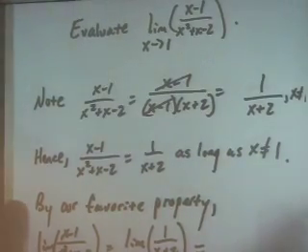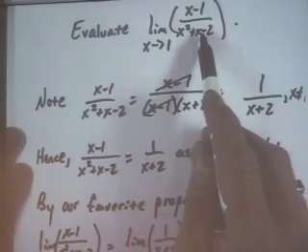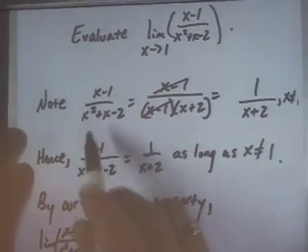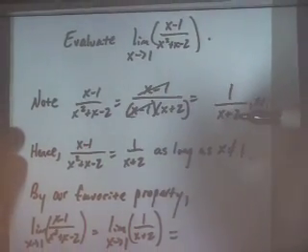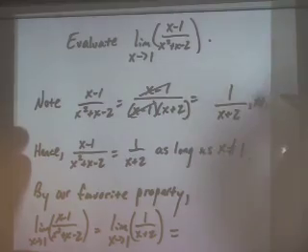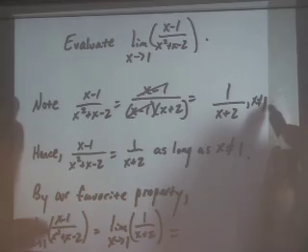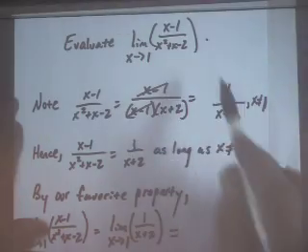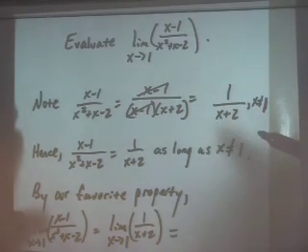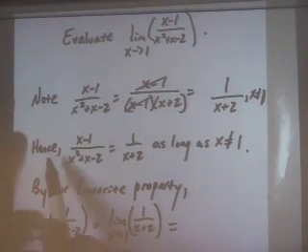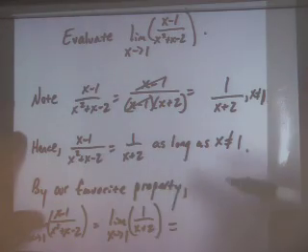Because what we can do, if we're trying to evaluate this limit where direct substitution didn't work, we just noticed that our argument here, x minus 1 divided by the quadratic x squared plus x minus 2, is equal to 1 over x plus 2 as long as x doesn't equal 1. As long as x doesn't equal 1, then this argument is equal to this expression 1 over x plus 2. That's what this says here.